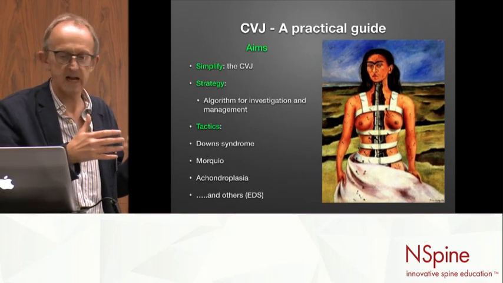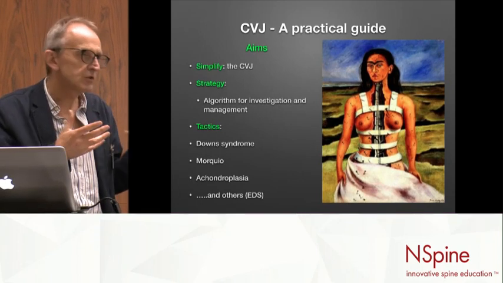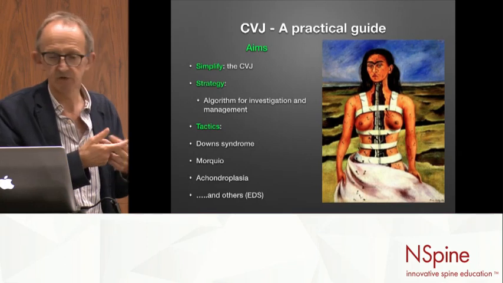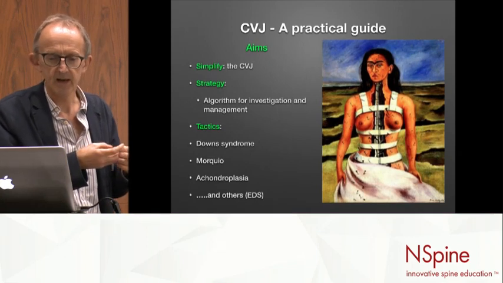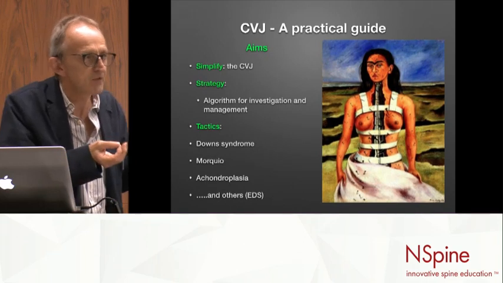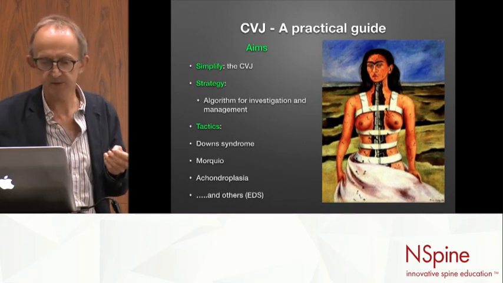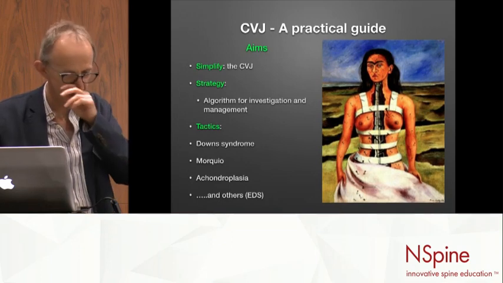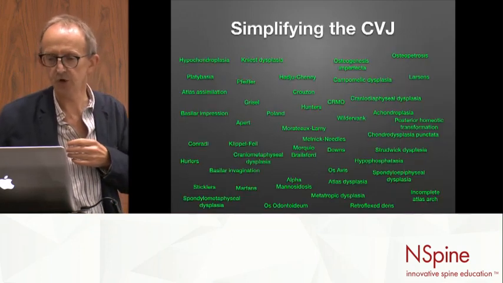We then need to have a strategy, an algorithm if you like, for how to investigate and manage these children. And then I think the tactics, which is different to the strategy. The tactics are then how we implement the strategy, and that can be quite specific in certain conditions. I'm going to mention a few of them, particularly Downs, Morquio and achondroplasia.